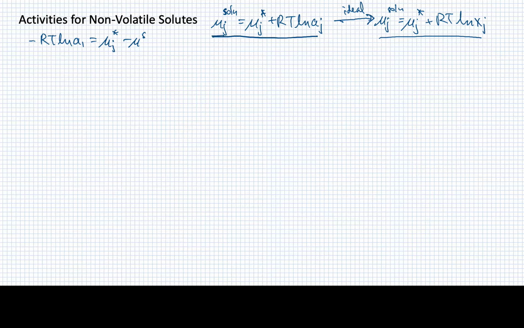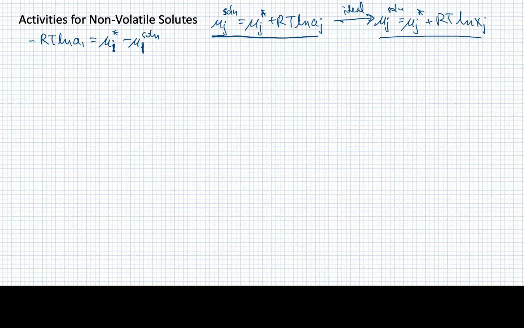Now I'm going to do this for both the solvent, which is component 1, so let me change these j's to 1s, and the solute, which is component 2. But I want to focus on the solvent first, because that's the thing we're going to be using to measure these activities.